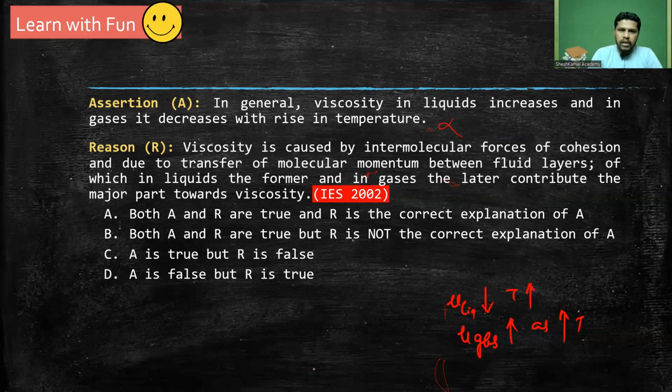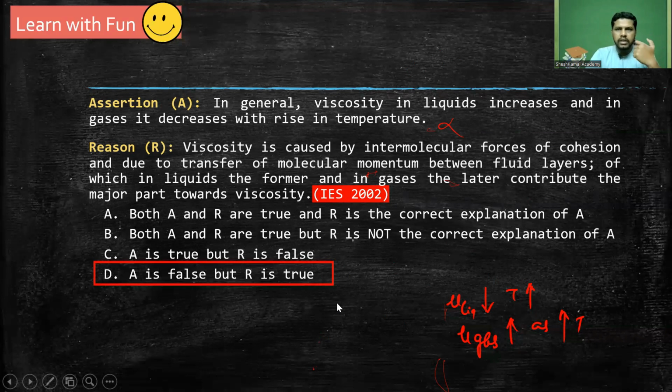One more thing, I have already discussed that the viscosity in a liquid is caused by change in cohesive forces, and for gases, as you increase the temperature, there is molecular momentum transfer. So the reason is correct, but it is not the correct explanation of assertion A, because the assertion is already false. So option D is the correct answer, because only in option D, A is false and R is true.